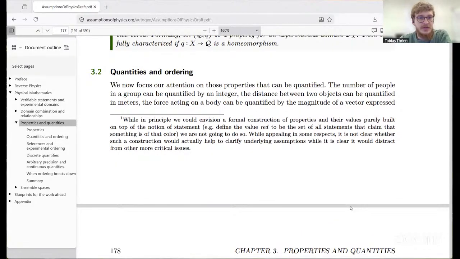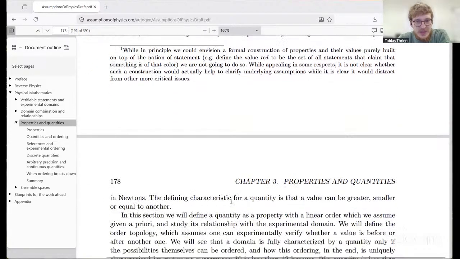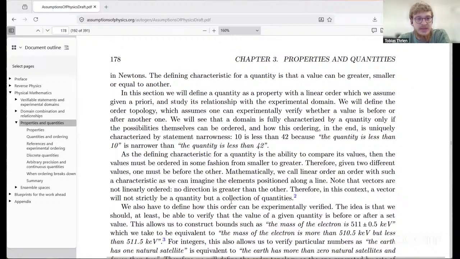We now focus our attention on those properties that can be quantified. The number of people in a group can be quantified by an integer. The distance between two objects can be quantified in meters. The force acting on a body can be quantified by the magnitude of a vector expressed in newtons. The defining characteristic for a quantity is that a value can be greater, smaller, or equal to another.